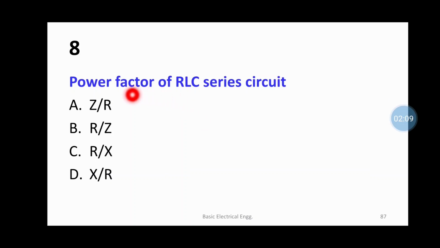Question number 8. Power factor of RLC series circuit. You can calculate it by using an impedance triangle. So if you calculate the power factor, that is cos phi, you will be getting R divided by Z, where R is the resistance and Z is the impedance. So please do select option B. Option B is the correct answer.